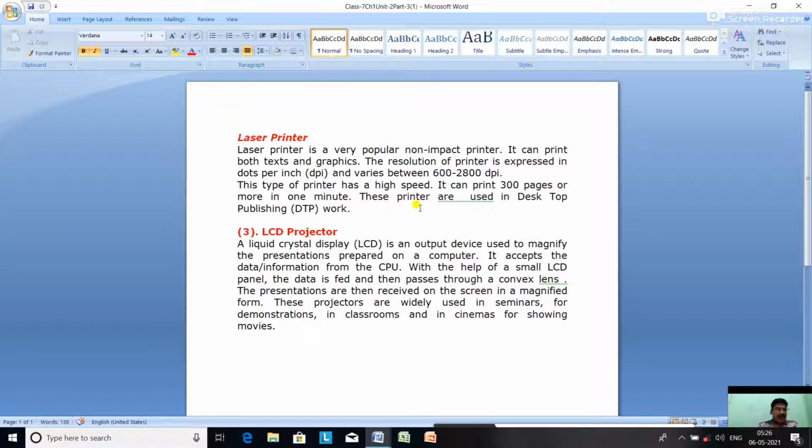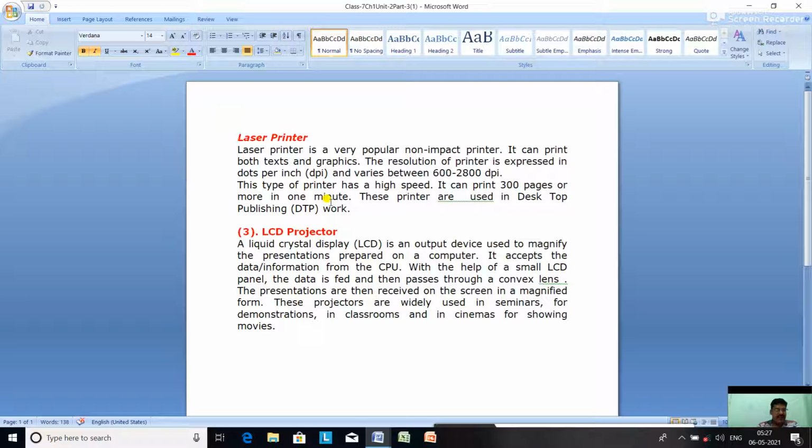In this printer, a low power laser beam is used to create an image of the page to be printed on the photoconducting surface of a rotating drum. It has a rotating drum. A special ink that is called toner is used, no cartridge. That ink is called toner, which is attracted to the laser exposed surface of the drum. When the paper comes in contact with the drum, the image is fixed on the paper.